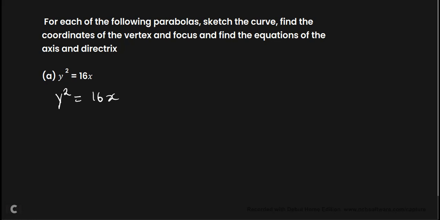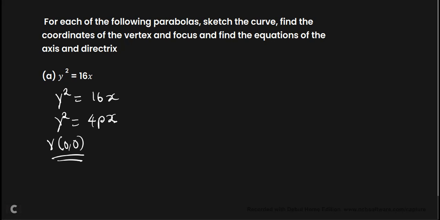Now, this equation looks just the same as the standard equation that we have from learning, which is y squared equal to 4px, right? So if you see an equation that is just like this, tell me what the vertex is. The vertex is (0, 0). That's the vertex, or the turning point, right?